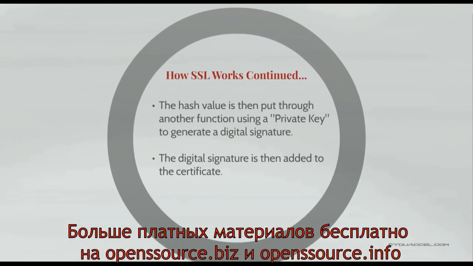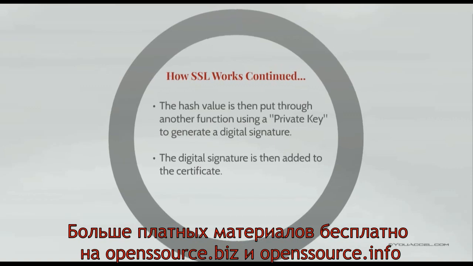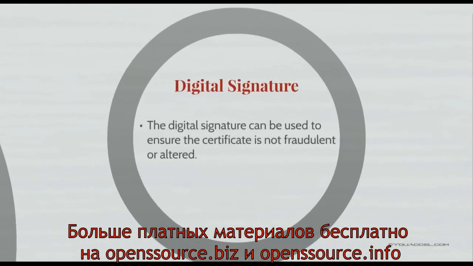The hash value is then put through another mathematical function using what's known as a private key to generate a digital signature. The digital signature is then added to the certificate. Once this process is complete, the digital signature can be used later to ensure the certificate is not fraudulent or altered.